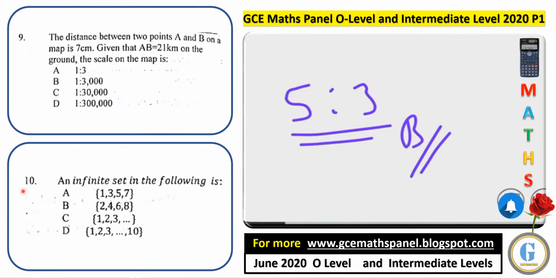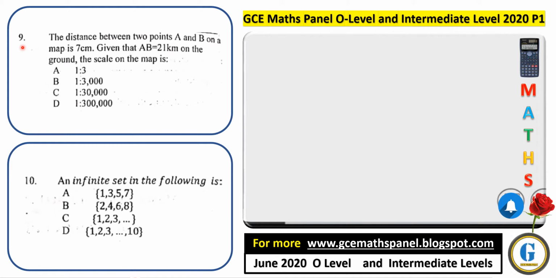Question 9. The distance between 2 points A and B on a map is 7 centimeters. Given that the distance AB is 21 kilometers on the ground, the scale of this map is. So the scale is given by the dimensions on paper, that is 7 centimeters, is to the real dimension, that is 21 kilometers. So we now express in the same units and simplify.